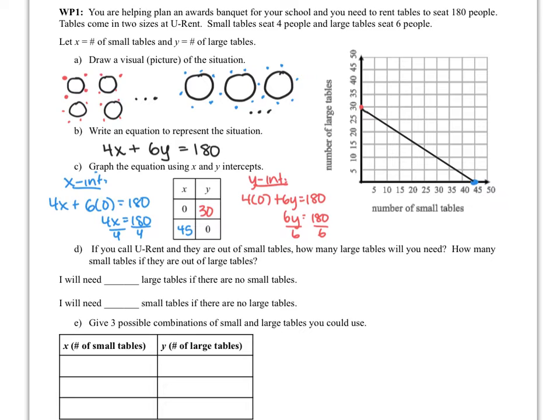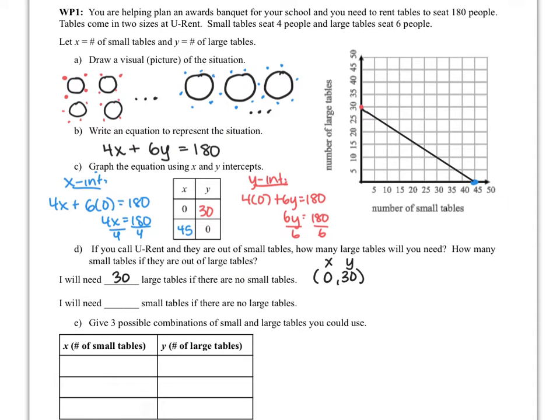So let's say you were to call the rental company up and tell them what you need, and they say they can help you, but maybe that they're out of small tables. So if they're out of small tables, that means that you have 0 small tables. So that would mean that you would need 30 large tables. So that's kind of the significance of that y-intercept. What that's saying is x, which is small, is 0, y, which is large, is 30. So we're saying 30 large if there are no small.